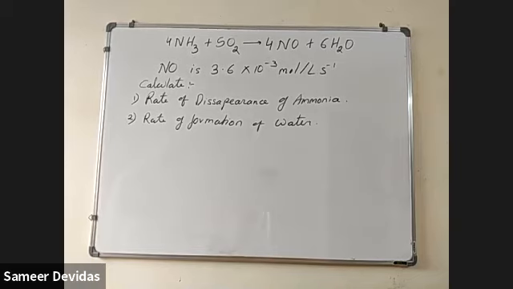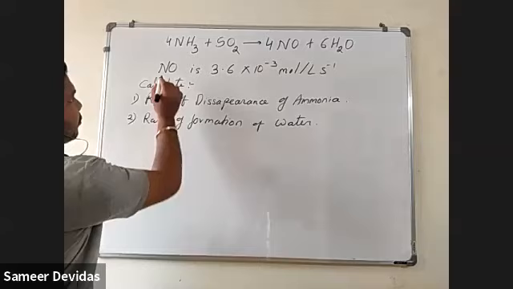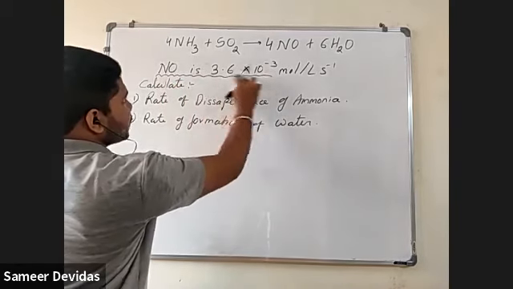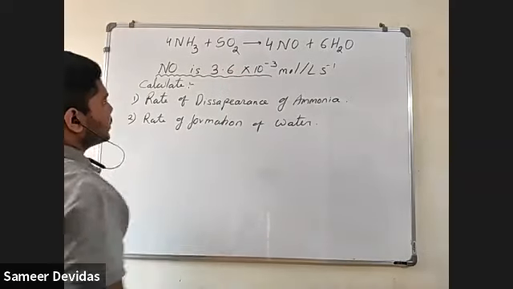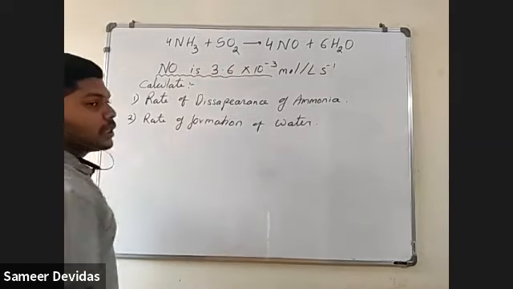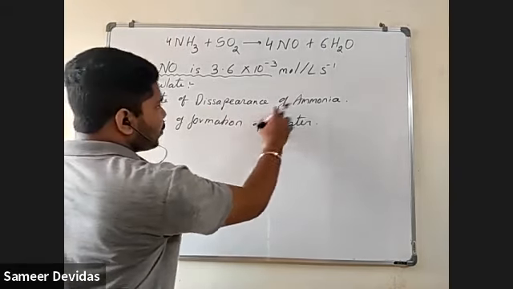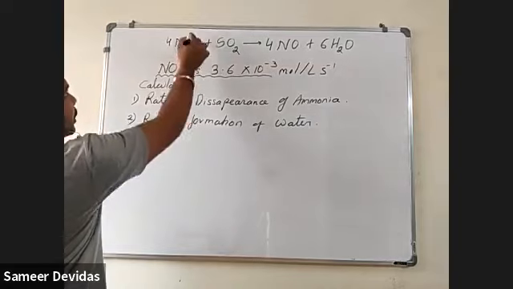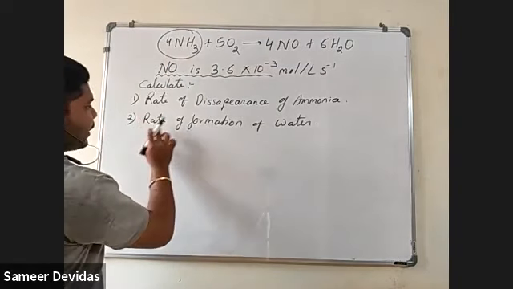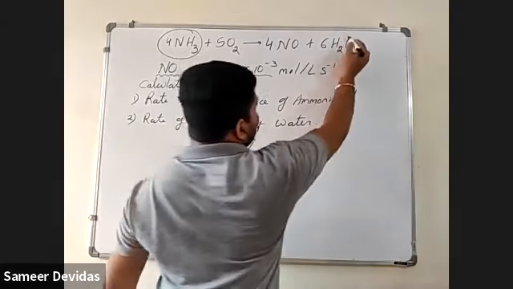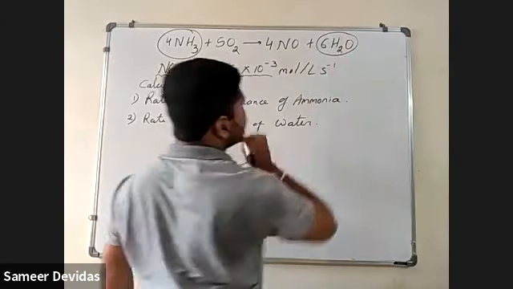All are finished? Yes, sir. Now look at it carefully. This is the given reaction. They have given the formation of NO, the concentration is this, and based on this concentration, they are telling you to find the rate of disappearance of ammonia. Ammonia means this one. And the rate of formation of water. So the second part is the formation of water. That means this one.